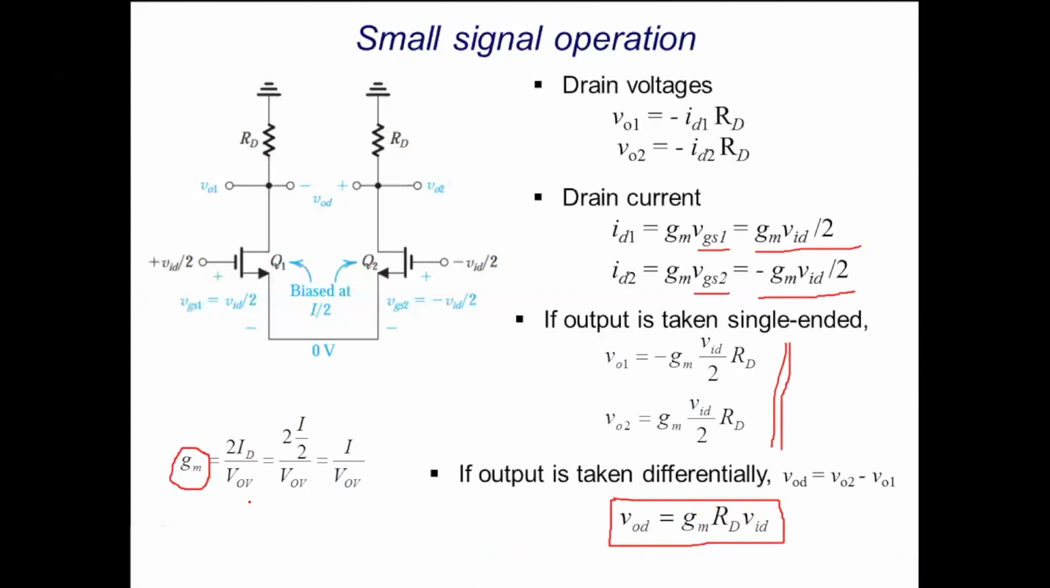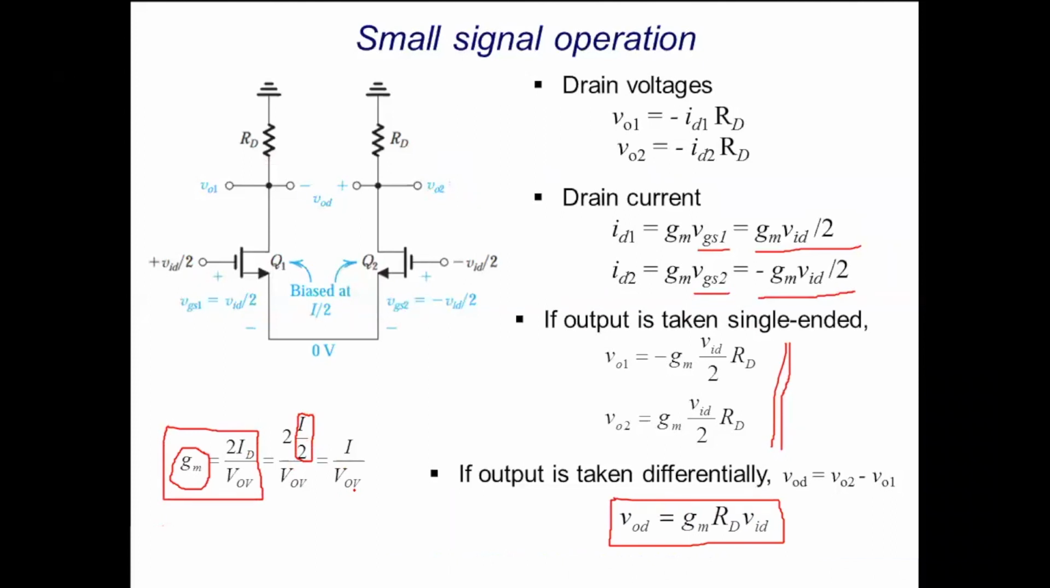So if you recall the expression for transconductance of a MOSFET, GM is equal to 2 into ID divided by overdrive voltage. Now in a differential amplifier, the drain current is equal to I by 2. So it is exactly divided among the two drain terminals. So when you substitute drain current to be equal to I by 2, then we'll end up with the GM equation as I divided by overdrive voltage. So this is the transconductance of a differential amplifier.